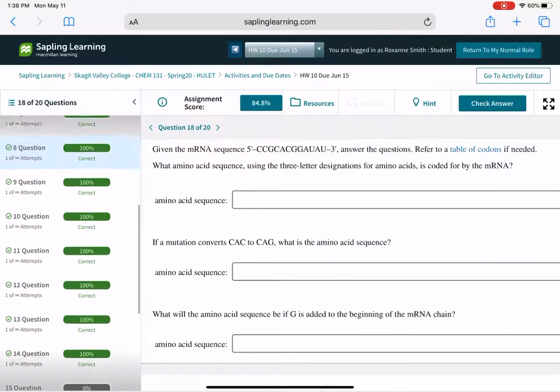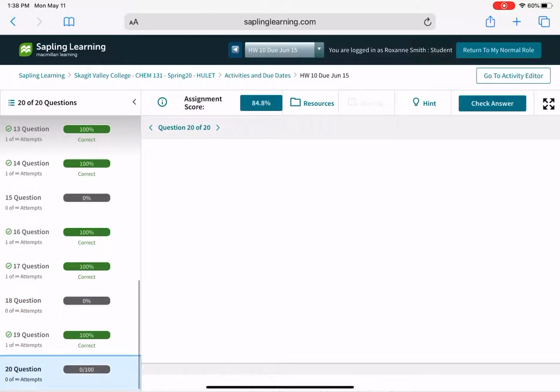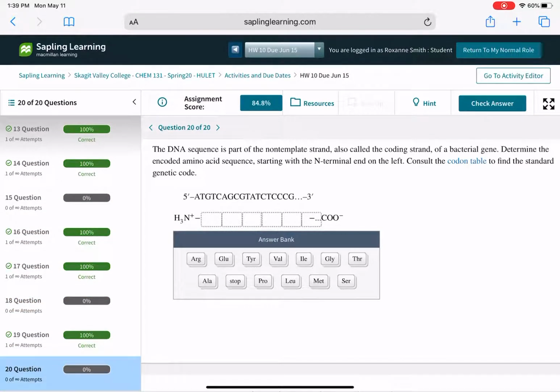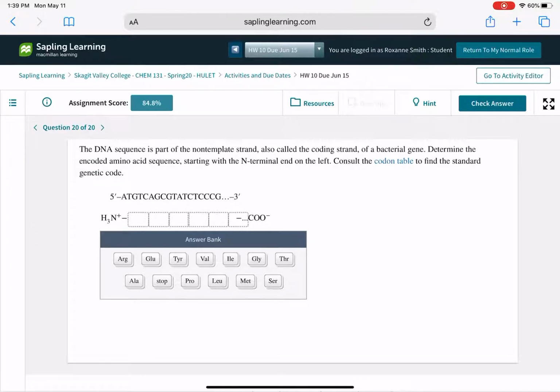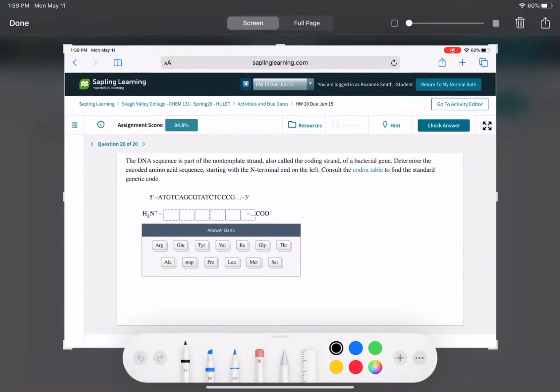And the last question that we're going to look at is 20. This one is trickier. This one we have to think about a little bit more. So here we have our non-template strand. This says the DNA sequence is part of the non-template strand, also called the coding strand, also called, our book calls it, the informational strand. So this is giving us the info strand, 5' to 3'.